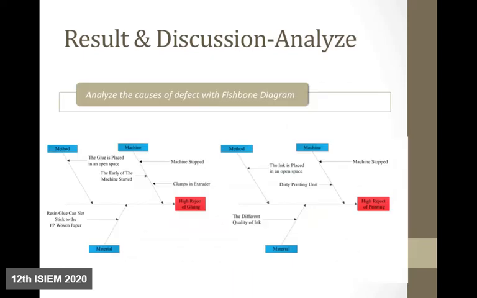The analyze phase consists of three activities, i.e. analyze the cause of defect with the fishbone diagram, determine failure modes with CFME, and determine the problem priority with FMEA.